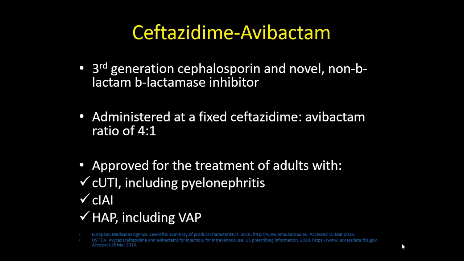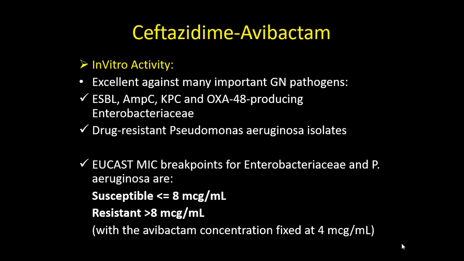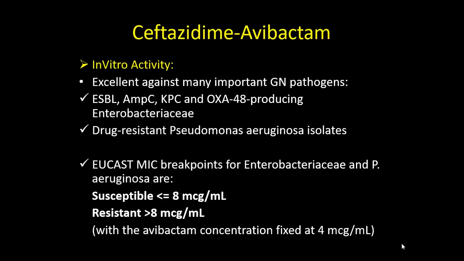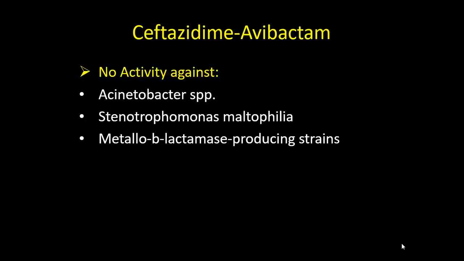Avibactam is administered at a fixed ceftazidime avibactam combination of 4:1, approved for the treatment in adults for complicated urinary tract infections and complicated intra-abdominal infections and hospital-acquired pneumonia, including ventilator-associated pneumonia. These are only three approved indications at this point of time. Ceftazidime avibactam in vitro activity is excellent against many gram-negative pathogens, especially ESBL, AmpC, KPC and OXA-48 producing Enterobacteriaceae species, and also drug-resistant Pseudomonas aeruginosa isolates. EUCAST MIC breakpoints given are less than 8 mg per L as susceptible and greater than 8 as resistant.